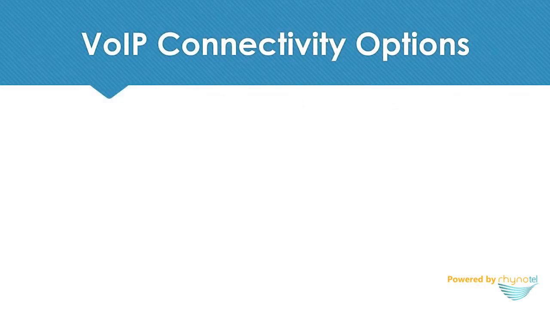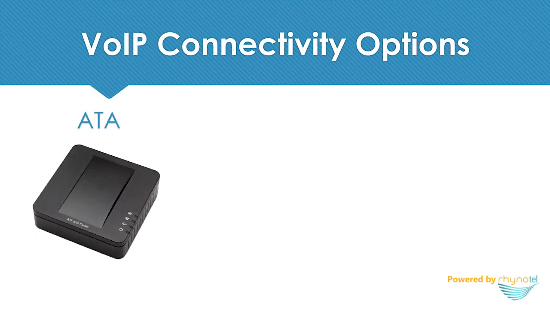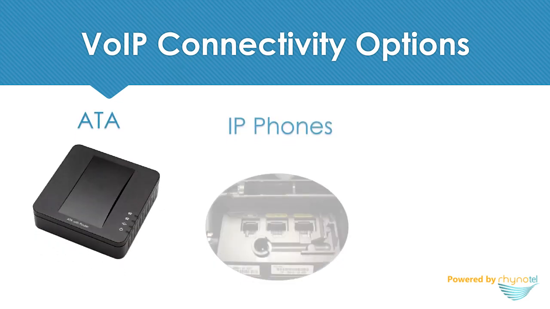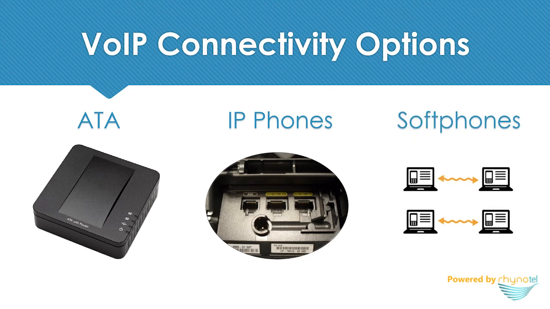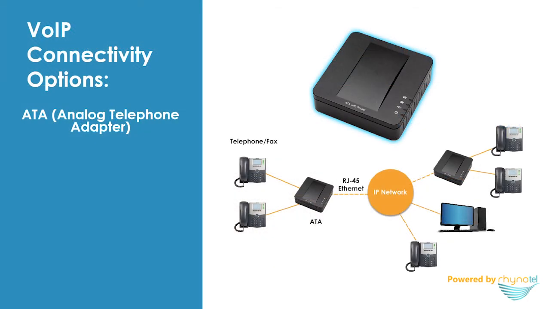The three main options of VoIP connectivity that are commonly used today are ATAs, IP phones, and soft phone connections. An ATA, or an analog telephone adapter, is used to connect an analog telephone to a computer or network so that the user can make calls over the internet. An ATA usually has multiple telephone jacks and an Ethernet connection to the network. There are several types of ATAs, and they all create a physical connection between a phone and network device.